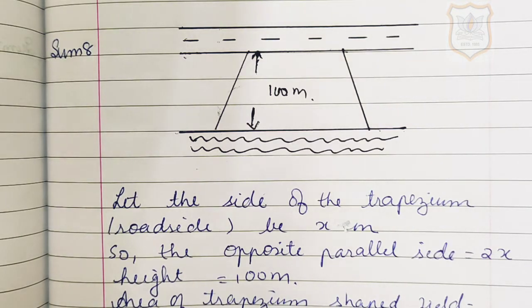Before starting the sum, let us understand what is given in the question. First, Mohan wants to buy a trapezium shaped field.